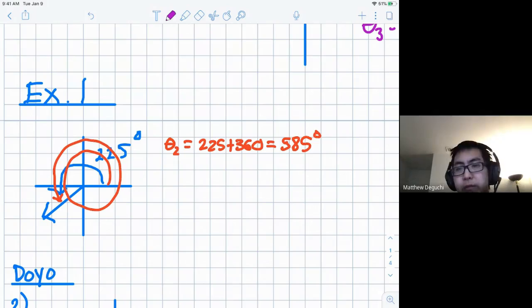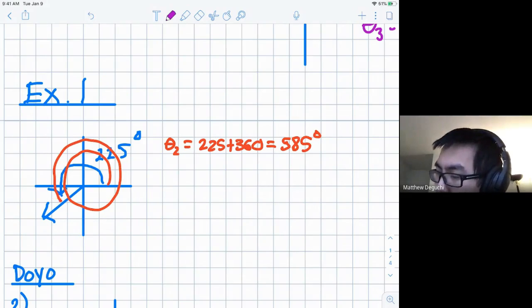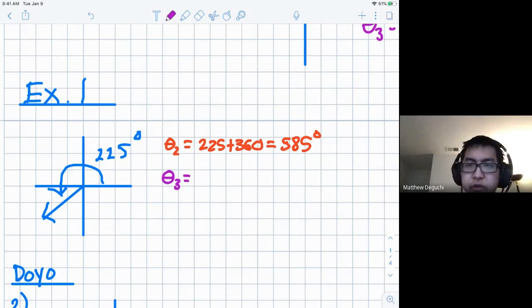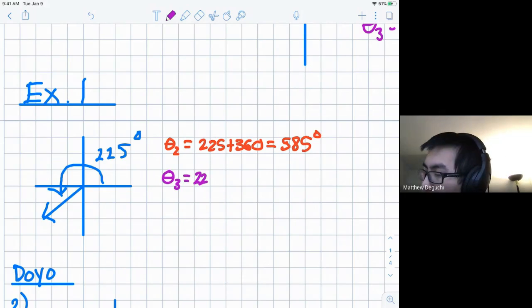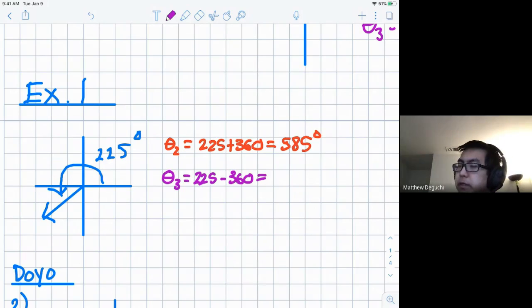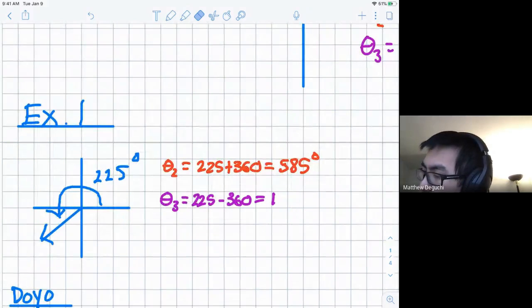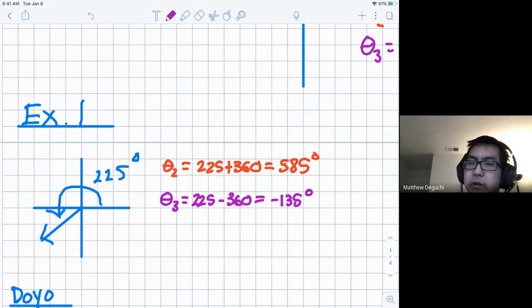Now, that's one, but then remember, you gotta find a negative coterminal angle. So I'm gonna get rid of that. So to find a negative coterminal angle, you guys, I would just subtract by 360 from the original angle. So 225 degrees minus 360 is going to equal negative 135. So negative 135 degrees would be a negative coterminal angle.